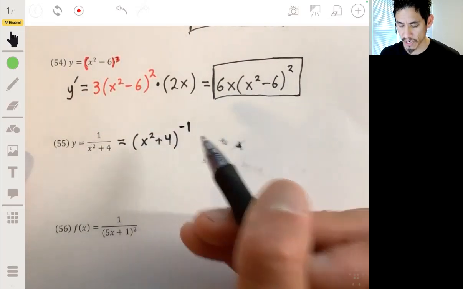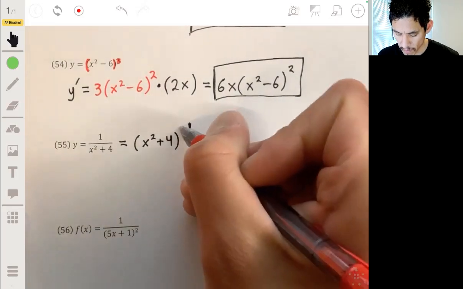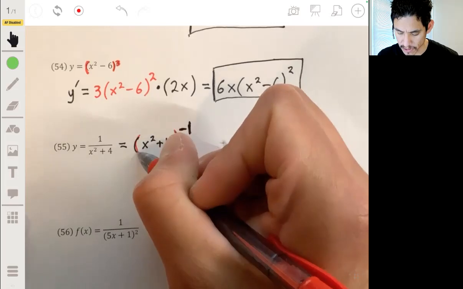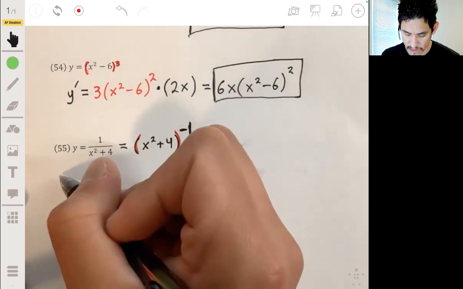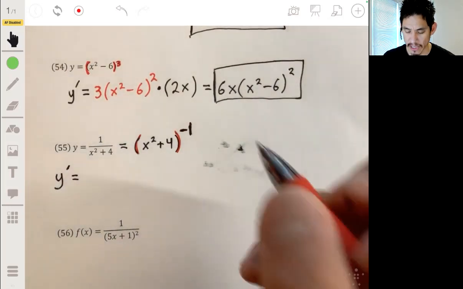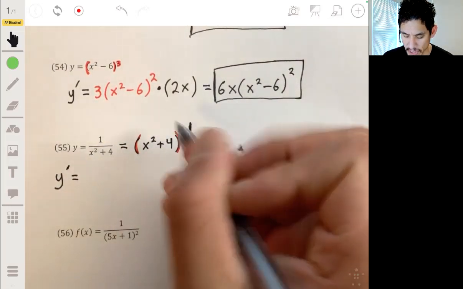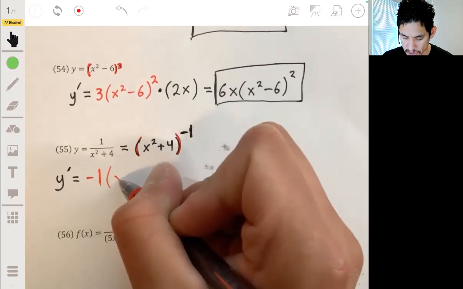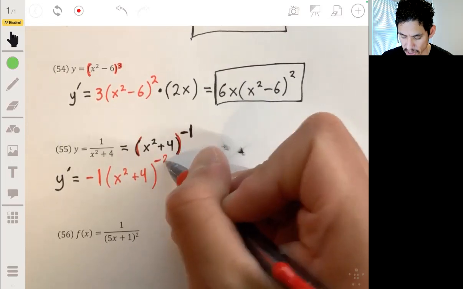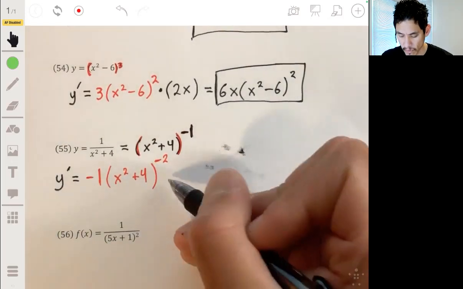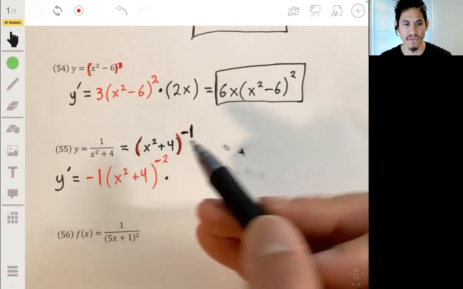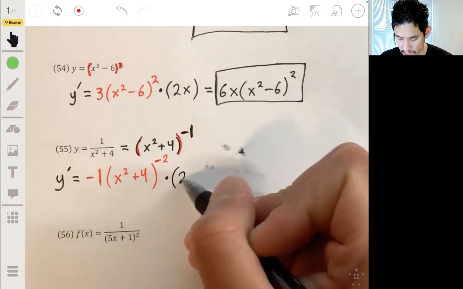And then this just becomes another chain rule with the outside power function, which is the negative 1 exponent. So y prime will then be using the derivative of the outside function, which would be negative 1 times x squared plus 4. Take away 1 from the exponent, so negative 2. Multiplied by the derivative of the inside, or the derivative of x squared plus 4, which is going to be just 2x.